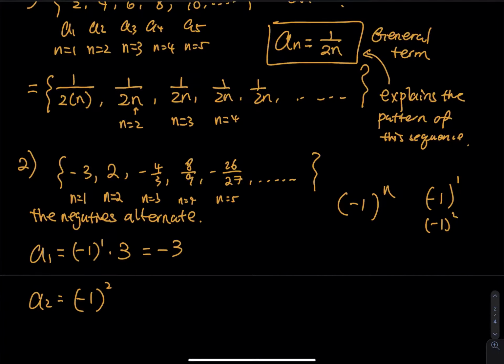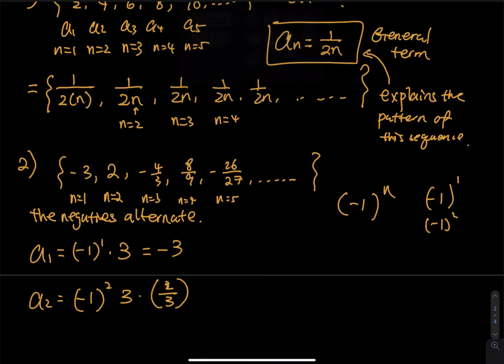All right, and then the next term is we have -1 to the second power, and then how do you go from a 3 to a 2? So here is how: we take a 3 times 2/3, and then that is a 2. So this is 2/3 raised to n minus 1. So when n is equal to 2, 2 minus 1 is just the first power, right? And then 3 times the fraction is just equal to 2.